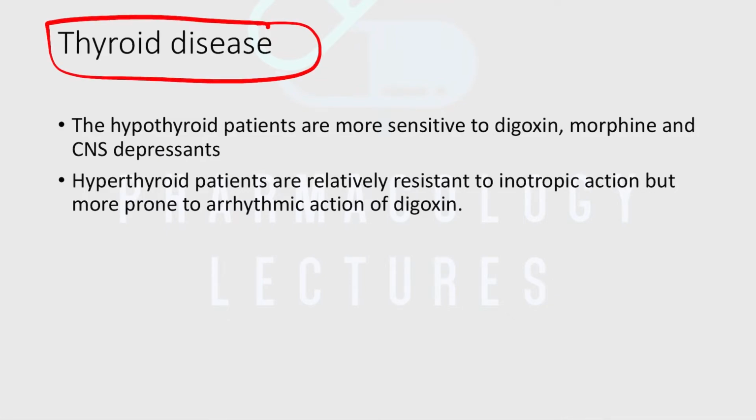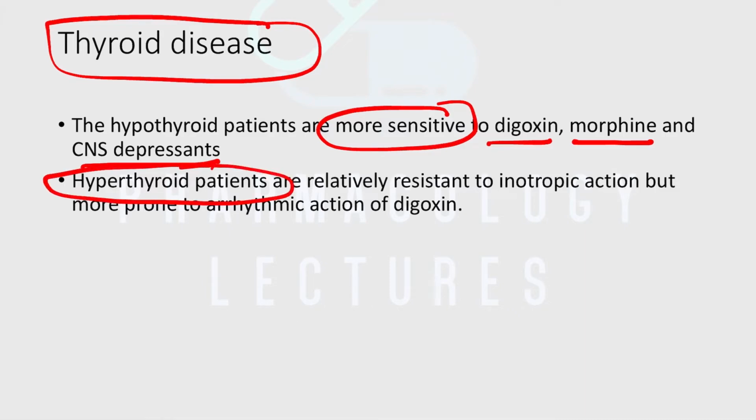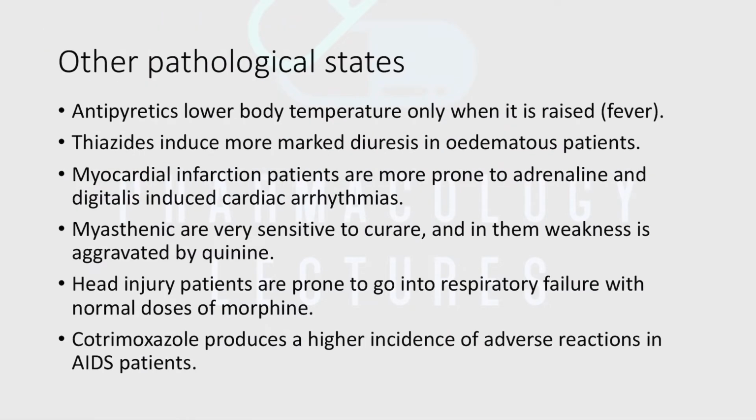Thyroid is again an important organ. Patients with hypothyroidism are more sensitive to the action of digoxin, morphine and CNS depressants. So in those patients with hypothyroidism, you need to use these drugs very cautiously because patients are more sensitive, so the dose should be reduced. And in patients with hyperthyroidism, there are more chances of arrhythmia with digoxin. So if you are prescribing those drugs, depending upon hypothyroidism or hyperthyroidism, you need to change the dose.